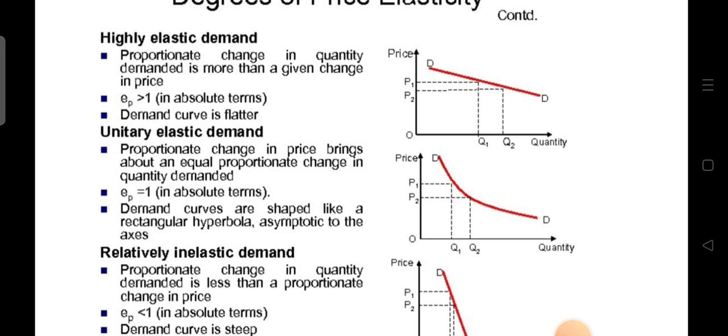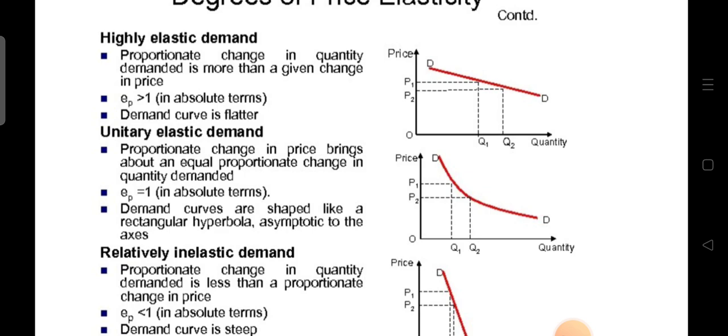In other words, we can say that it is a situation in which the percentage change in demand of a commodity is higher than the percentage change in the price of the commodity. If there is a 5% change in price, it leads to a 20 or 25% change in the demand. You can see that when the price is P1, the demand is Q1. When there is a little variation in the price, there is a huge demand for the product. So that's why it is called highly elastic demand.